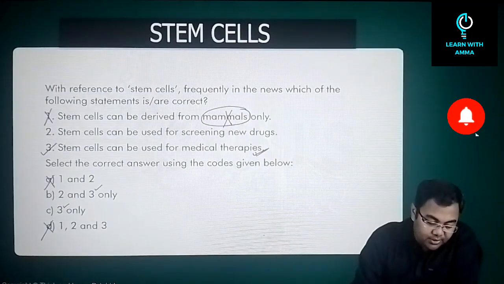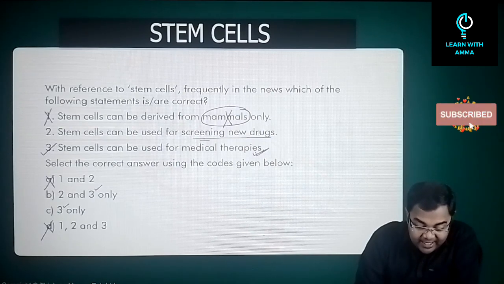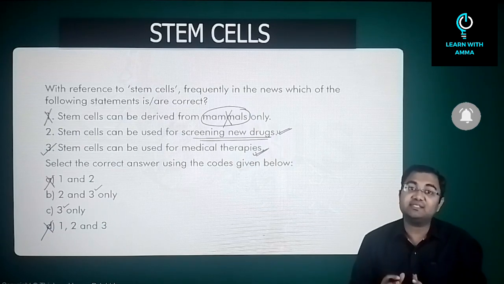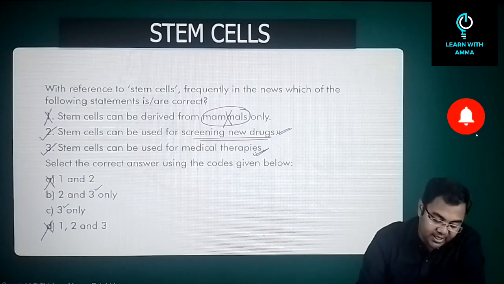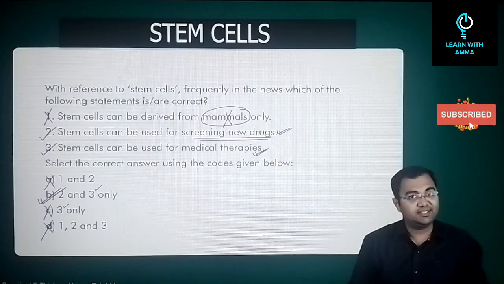Now it comes down to statement number 2. Stem cells can be used for screening new drugs. We had a discussion on it, correct? One of the important applications of stem cells is that they can be used to test new drugs. So that's why statement number 2 is also correct. So C is also gone. We are left with B, that is 2 and 3 only.